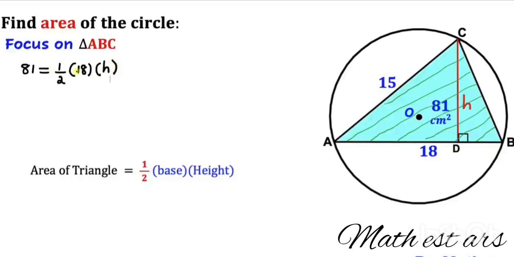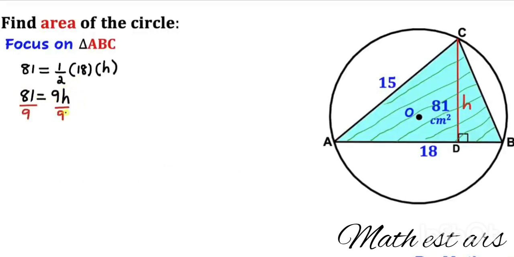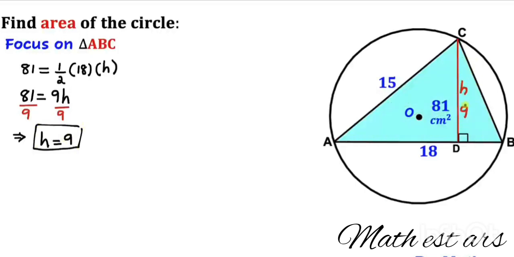And now we are going to solve for h. 81 equals, on the right hand side, 18 divided by 2 is 9 times h. Let's divide both sides by 9. So therefore our h value turns out to be 9 centimeter. So thus our height h turns out to be 9 centimeter.